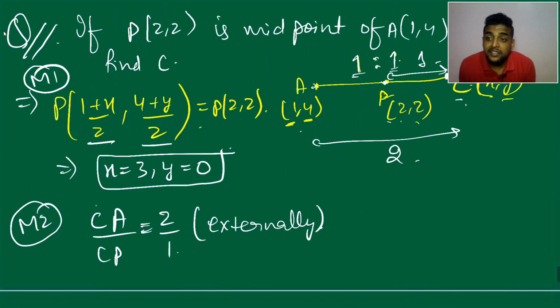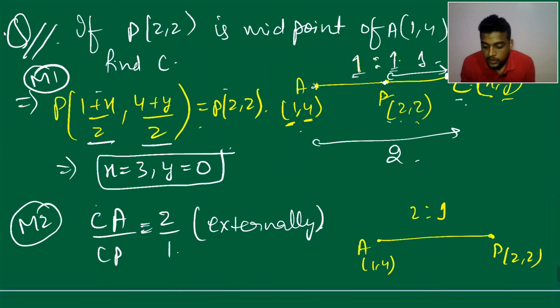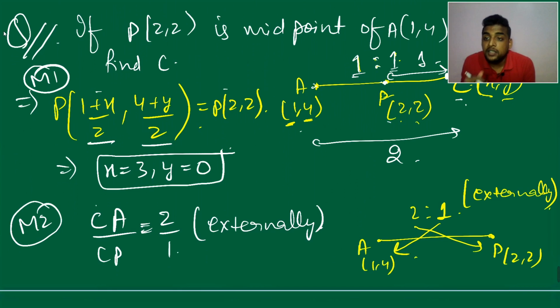Now it means we can directly find C instead of doing this much calculation. How can we directly find C? This is A (1, 4). This is P (2, 2), and in ratio 2:1 externally there is a point which we have to find. So, cross multiplication. What is the difference between the internal section formula and the external section formula? The difference is quite simple.